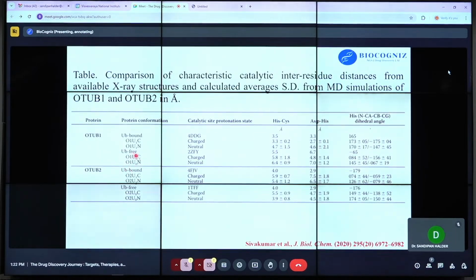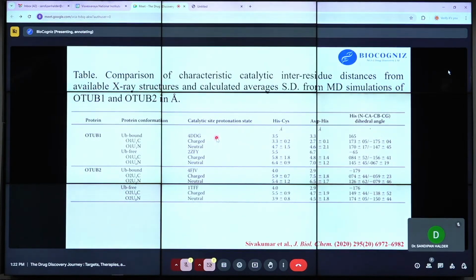So ubiquitin bound state and free state, ubiquitin without binding, it is also available in the two forms, that is in the charged state, because if you look into the catalytic site, it has the histidine and aspartic acid and cysteine, right? These three residues. So you know, aspartic acid and histidine are the charged residues, and so we know whether it is in the charged state or in the neutral state. So the protonation state of the catalytic residues, we observe that one.